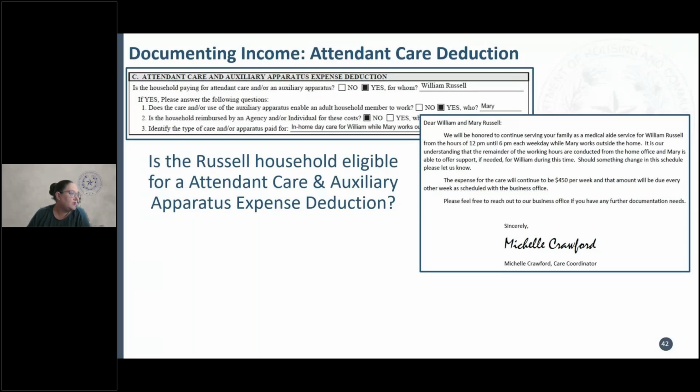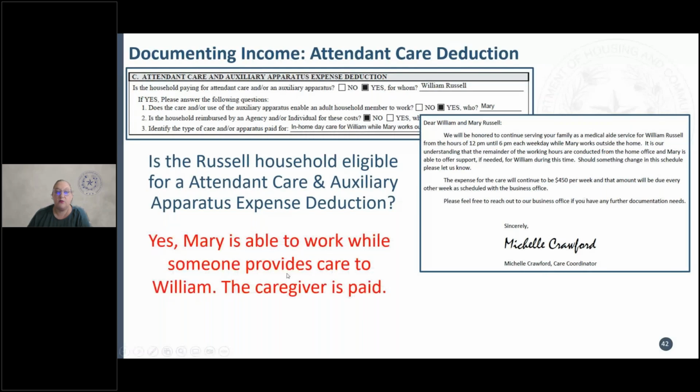All right. I'm going to go ahead and end this poll in the interest of time. Yes, Mary is able to work while someone provides care to William. The caregiver is paid. So let's finish this deduction and then we'll go back and look at that child care deduction.